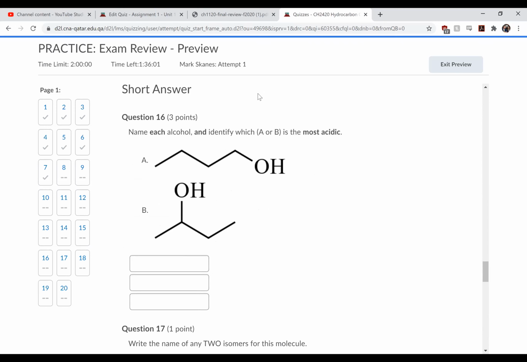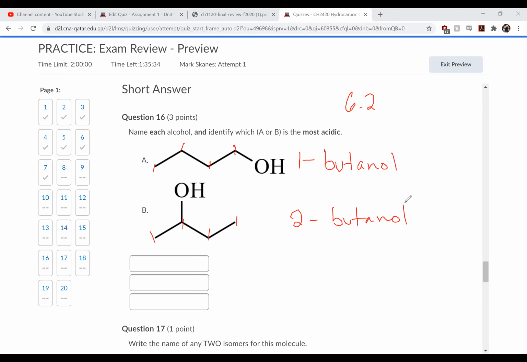This we did in section 6.2, and we kind of did it in the lab as well. So let's name the alcohols first. 1, 2, 3, 4. So this would be butanol or 1-butanol. B would be 1, 2, 3, 4. So B would be 2-butanol.